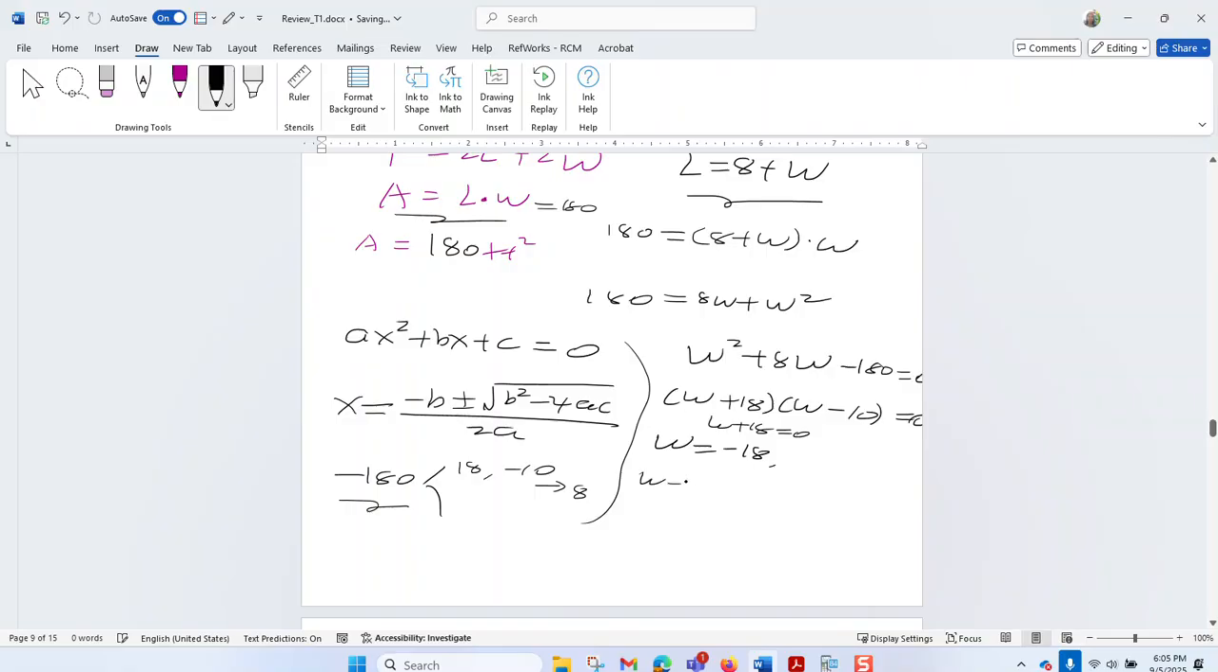But since this is a real life application, we don't want the width as negative. So we're going to get rid of this one. We're going to keep this one. All right. So your width here will be 10 feet. Okay. And how much is my length? My length here is 8 plus W. So 10 plus 8. So the length here is 18 feet.